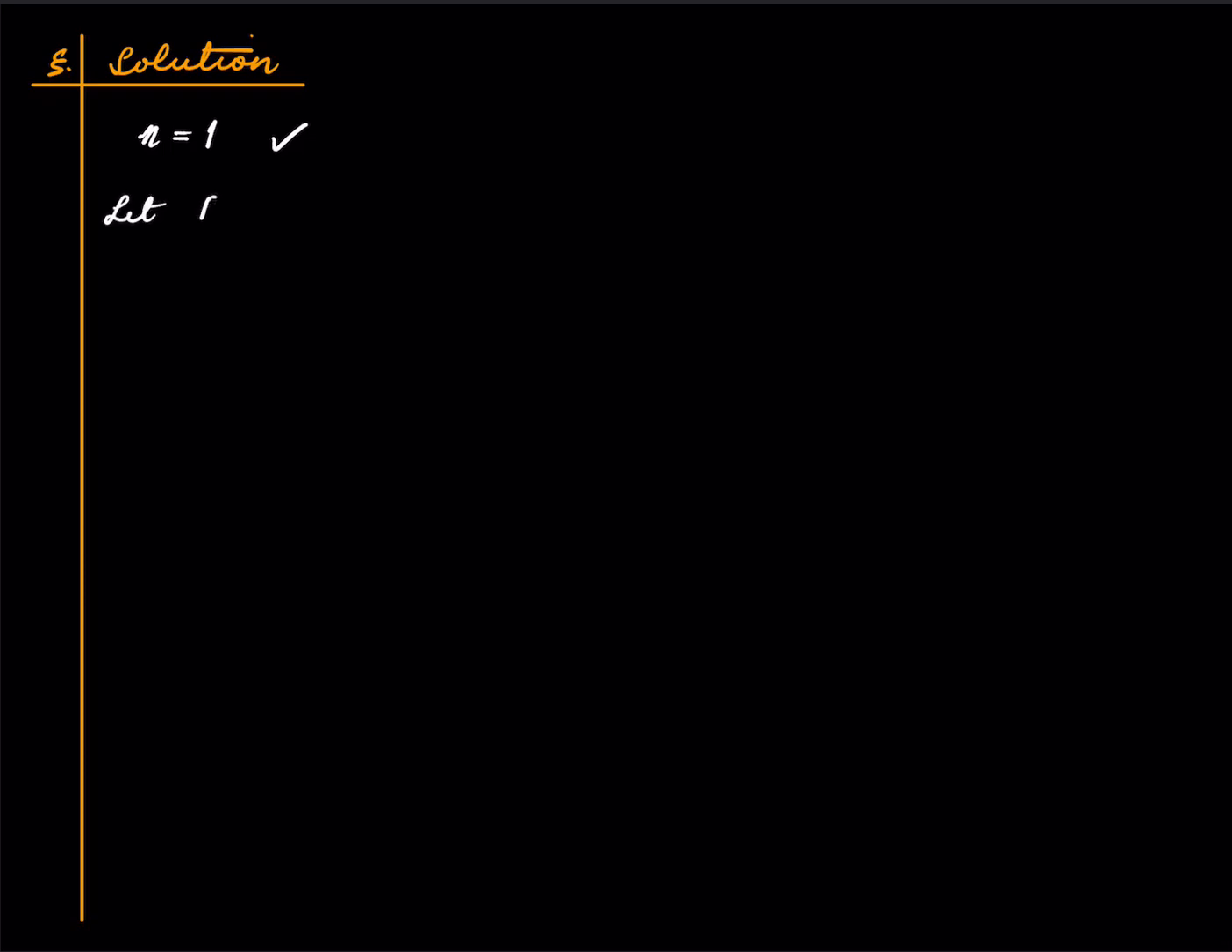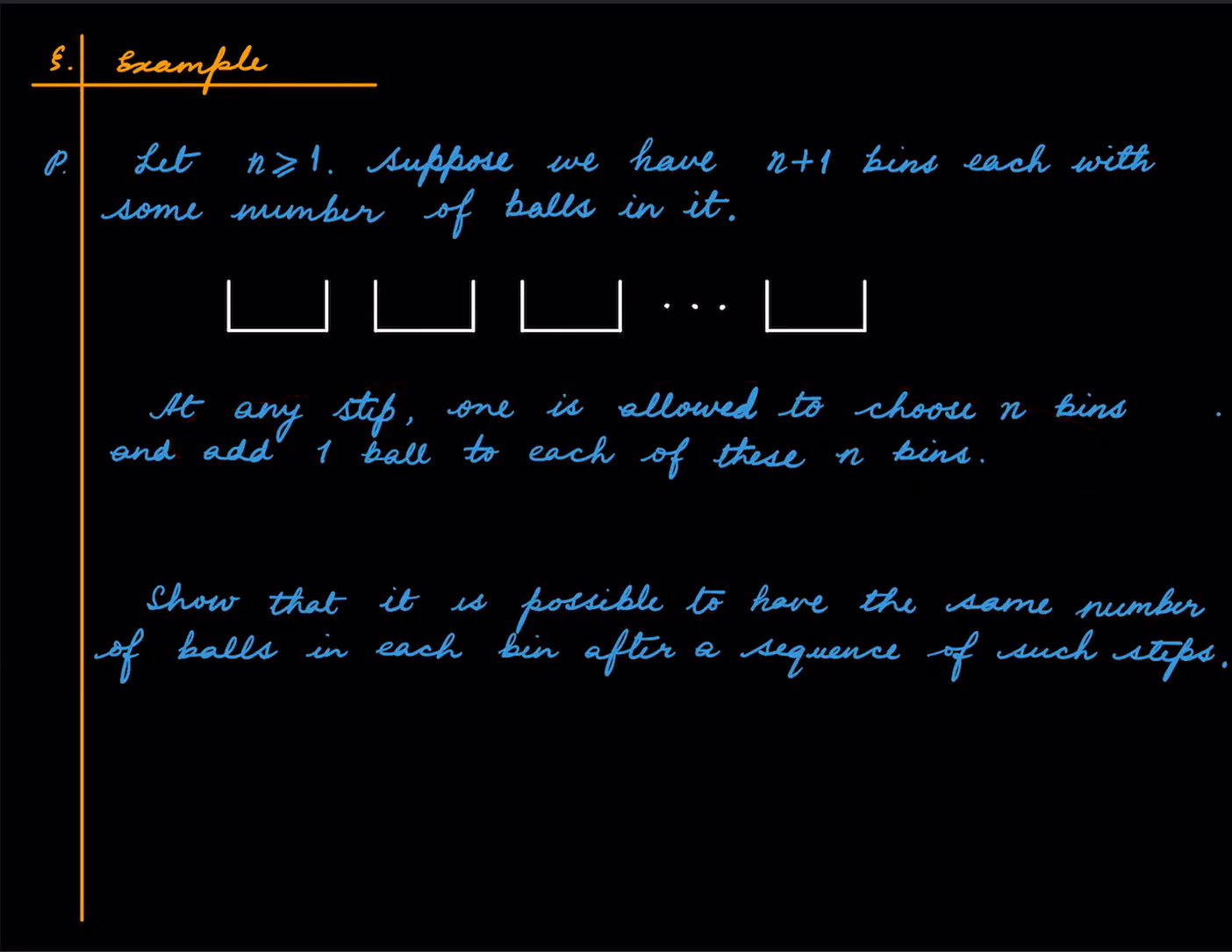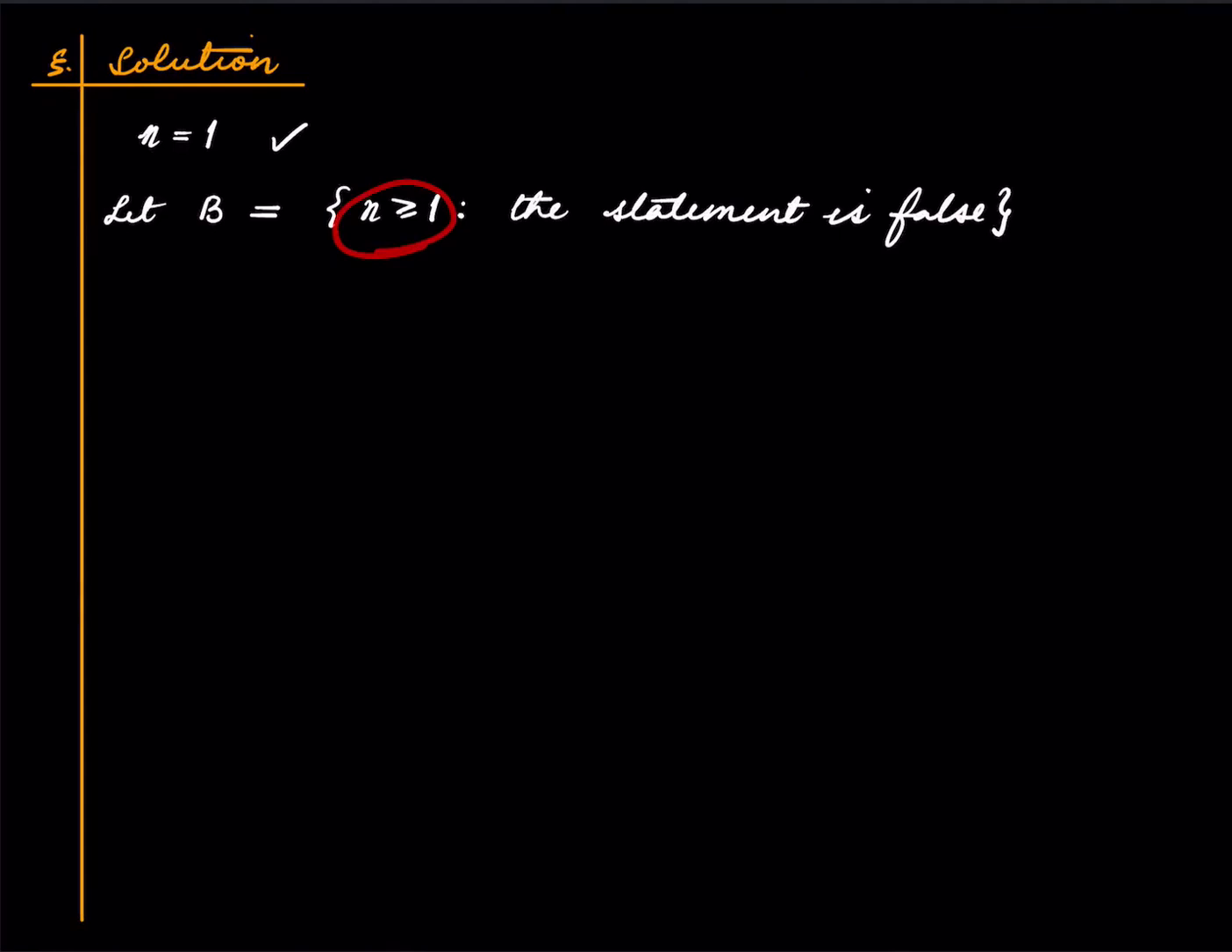Let B equal those natural numbers for which the proposition or the statement is false. So these are those natural numbers n for which there exist n plus 1 bins with some initial configuration of balls in them, meaning some choice of number of balls in each bin, with the property that you cannot possibly equate the number of balls by just executing the step that is allowed, this particular move, finitely many times. So these are all the bad natural numbers, and let n naught be the minimum, smallest bad natural number, which is where we use the well ordering principle.